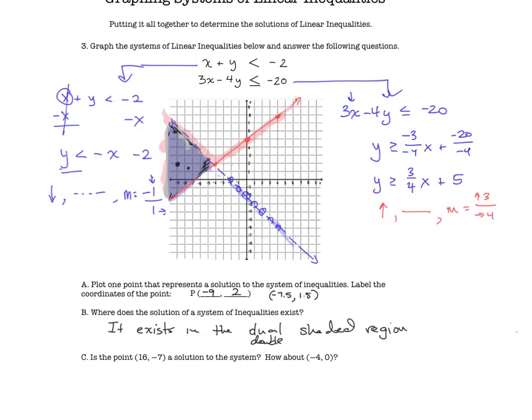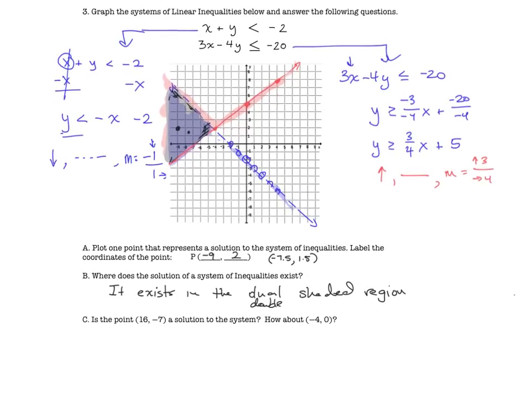All right. So the next thing I have for you is: is the point (16, -7) a solution to the system? How about (-4, 0)? So here we go. I take a look at (16, -7) and I go, wait a minute, I don't have a 16 on my graph. What am I going to do now? Well, it's not that bad, so don't panic.